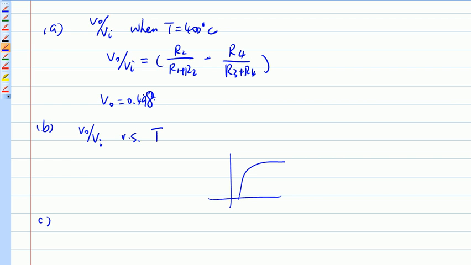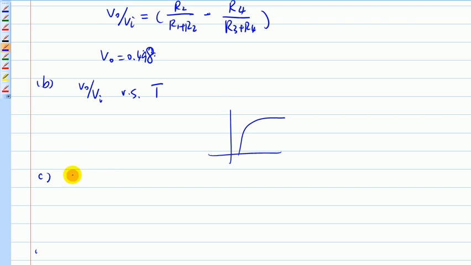For part C, initially you're balanced, and then the question asks you to derive a delta VO to delta R1 relationship. This is a very similar derivation to what we did in class, but in class we did the derivation with respect to the arm R2. In this case, you are required to do it with respect to the R1 arm. So here's your expression.